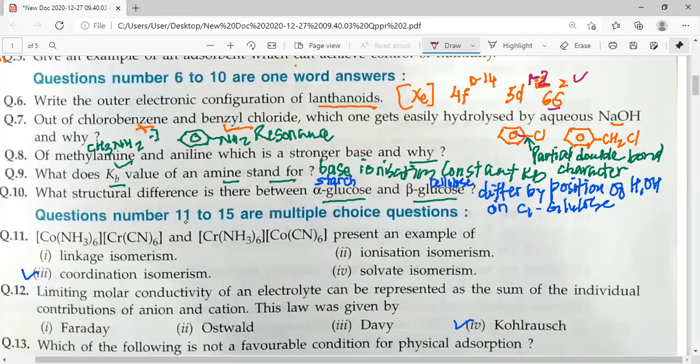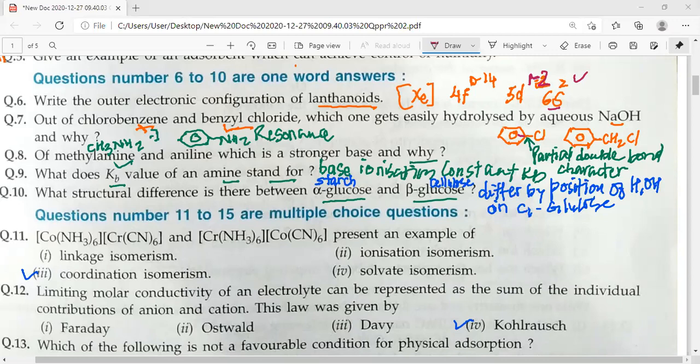So let me read the question once again for you. Out of chlorobenzene and benzyl chloride, which one gets easily hydrolyzed by aqueous NaOH and why? Benzyl chloride can be easily hydrolyzed by aqueous NaOH as compared to chlorobenzene, because in chlorobenzene the carbon-Cl bond has got partial double bond character, whereas in benzyl chloride the carbon-Cl bond does not have double bond character, but it's a simple single bond, and that is why it can be broken easily.